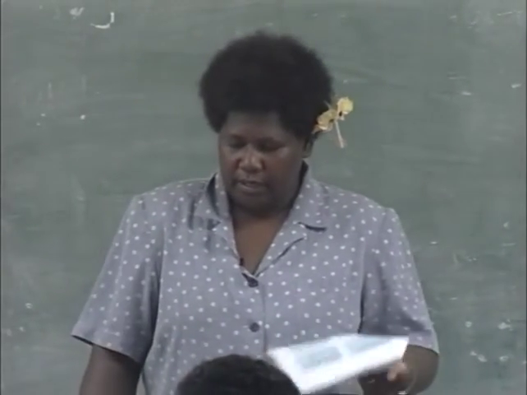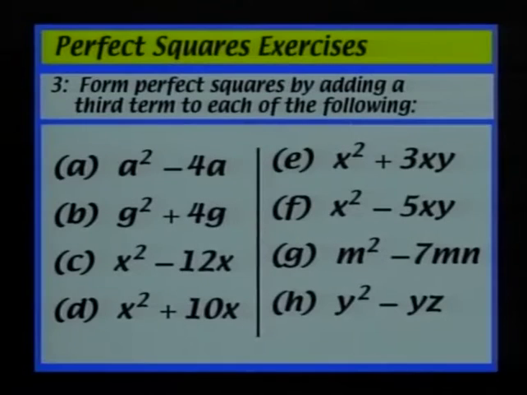So we're doing number 3 and number 4. Number 3 says, form perfect squares by adding a third term to each of the following. And I told you how you can do that. I also said that it's important because later on when you are going to solve equations, you will have to learn to do that. Because there is a method that we use to solve equations that is based on that.